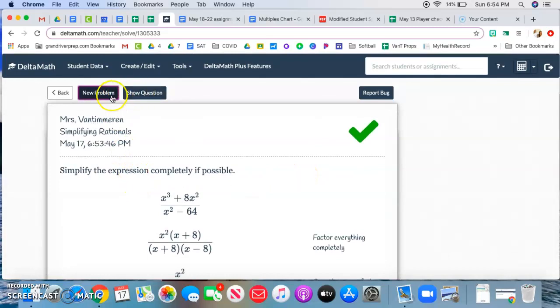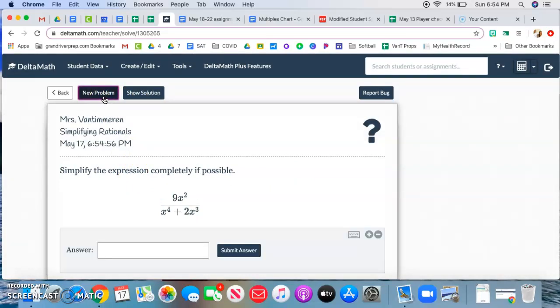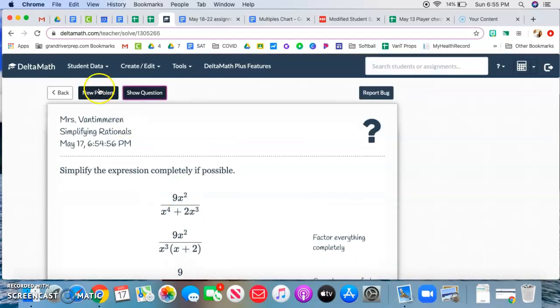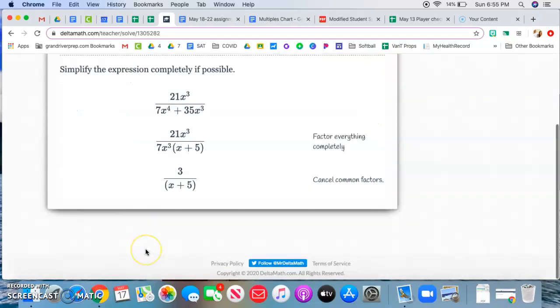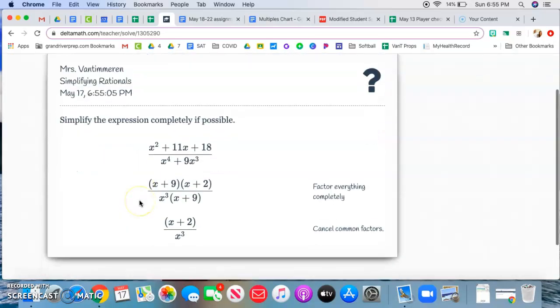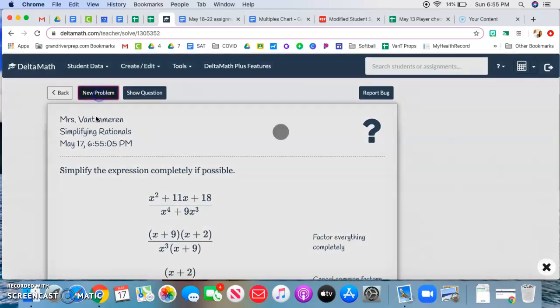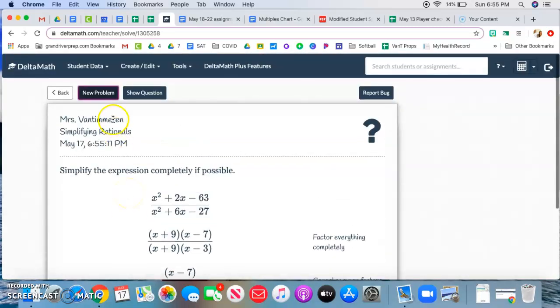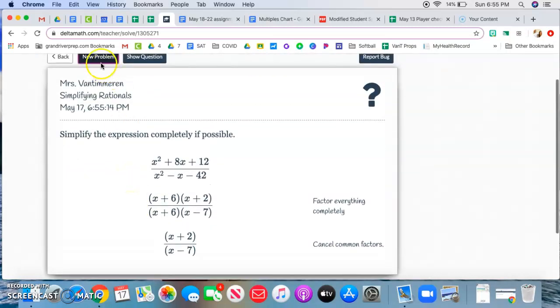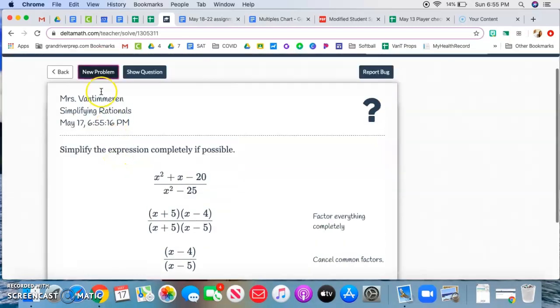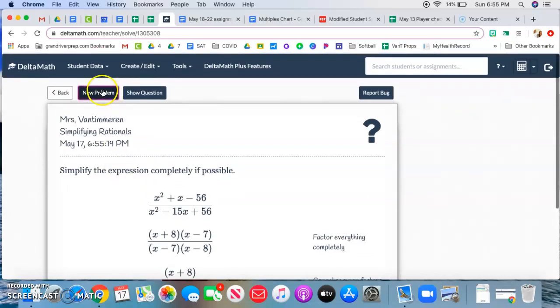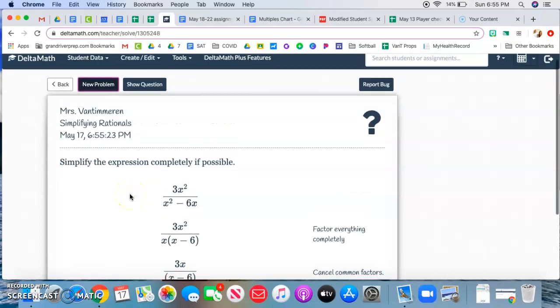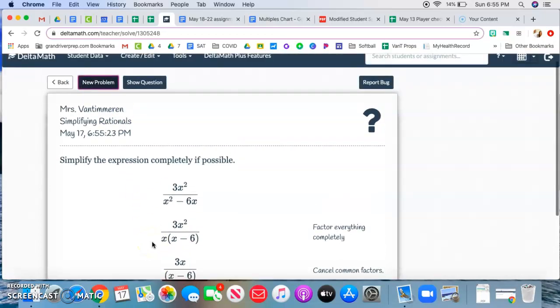So let's take a look at one more problem here. I'm going to go ahead and try and see if we can get one more exponent here, where we've got to get out of it. And they're just not giving me one. All right, let's go ahead and look at this one.